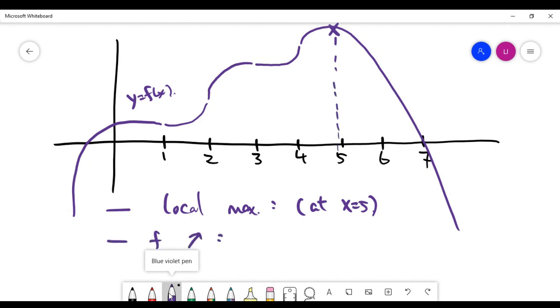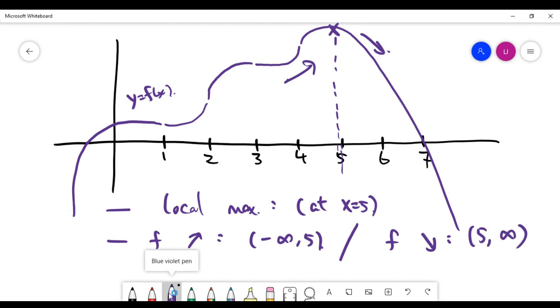And I think from there you can also tell me where f is increasing or decreasing. f is actually increasing for all the points before 5, like minus infinity up to 5. And moreover, f is decreasing for all the points after 5 because you keep going down after 5, right? So 5 to infinity is where f is decreasing. And that's the first bit of information.